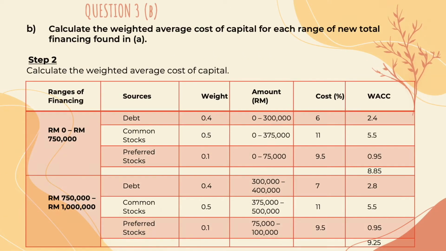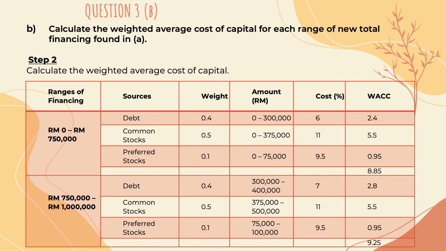For B, step 2, calculate the weighted average cost of capital. Based on the table, we can see the amount. How I get the amount is 750,000 times weight equal to 300,000. Same goes to the next range, but the amount we have to start with 300,000, and then 1 million times 0.4 equal to 400,000, and same goes to the next range.